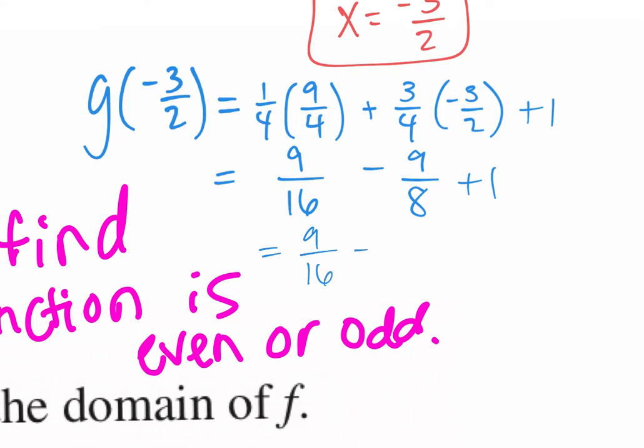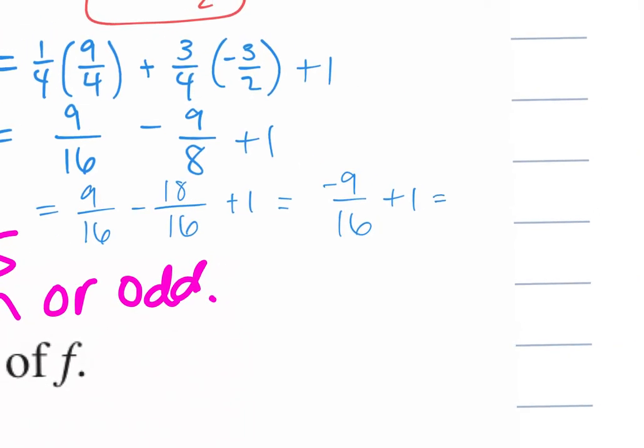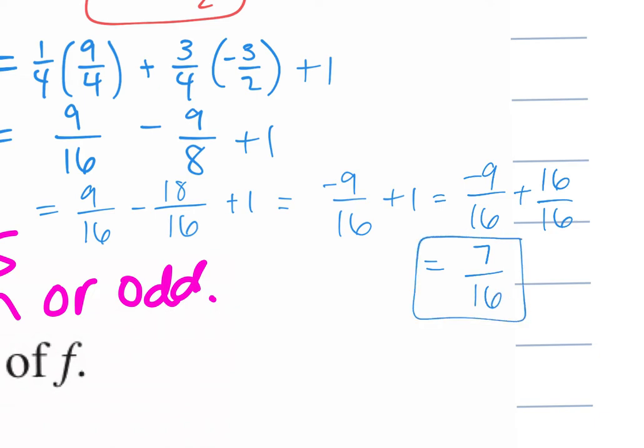So you have to multiply by 2 on the right side. So it'd be 18 over 16. And then it'd be negative 9 over 16. Okay, that's where I got the negative 9 over 16. So you got negative 9 over 16 and then you add plus 1. And then it'd be 1 over 1. You multiply by 16, so it'd be 16 over 16. And then negative 9 plus 16 would be 7. Good. 1 is the same as 16 over 16, so you get 7 over 16. Very good.